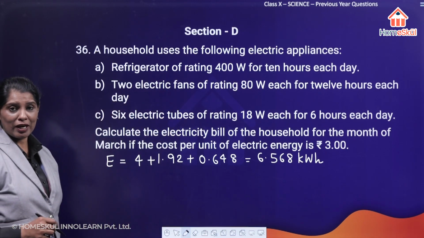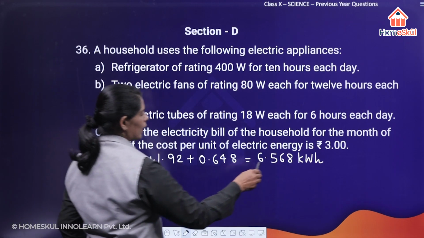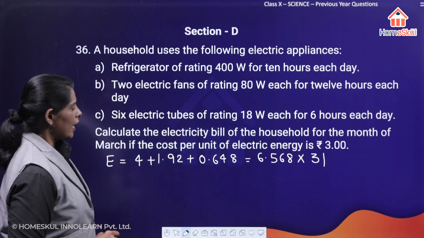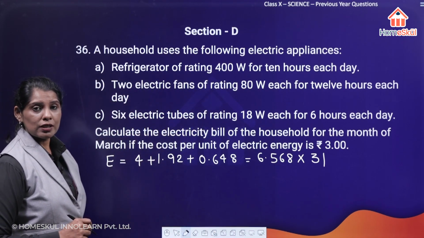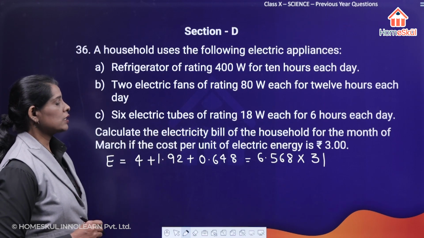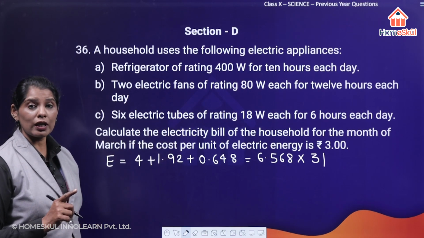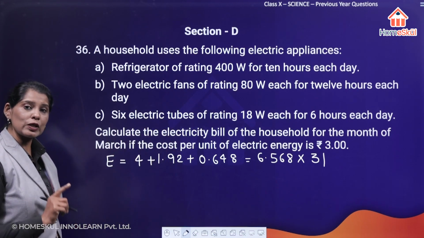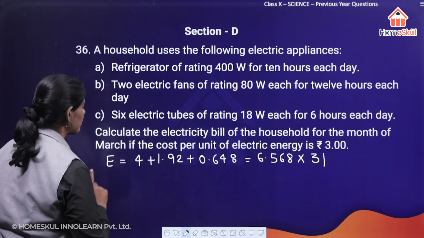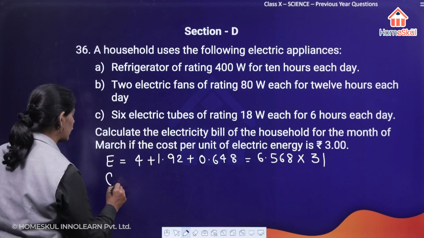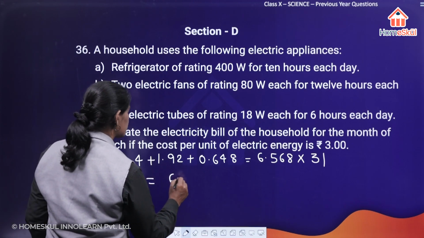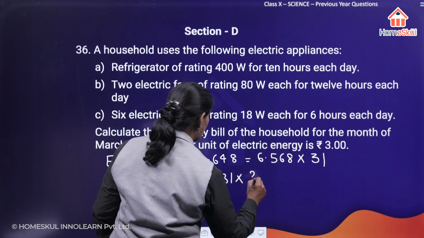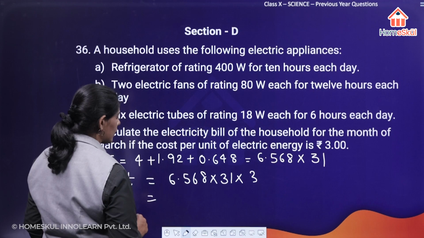Now we have to calculate it for the month of March. And how many days are there in March? There are 31 days. So multiplying by 31. Okay. And again, what about the cost? Cost per unit is Rs 3. We know that 1 kilowatt hour is equal to 1 unit. So 6.568 kilowatt hour will be equal to 6.568 units multiplied by 31 for the month of March. And to calculate the cost, we have 6.568 into 31 multiplied by the amount, that is 3 rupees per unit.